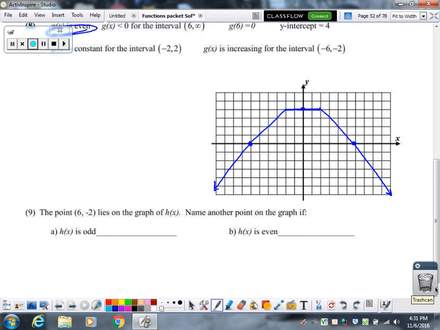Last question, the point (6, -2) lies on the graph of h of x. Name another point on the graph if h of x is odd. If h of x is odd, both x and y get negated. So (-6, 2). If h of x is even, only the x value gets negated because we flip it over, and the y value stays the same: (-6, -2). Okay. Like I said in the beginning, these are the day 5 notes.